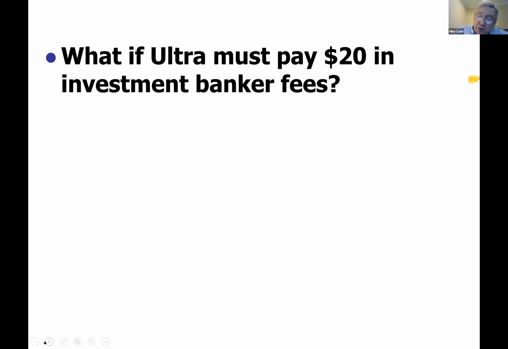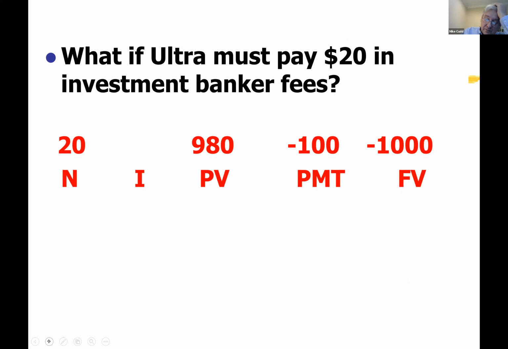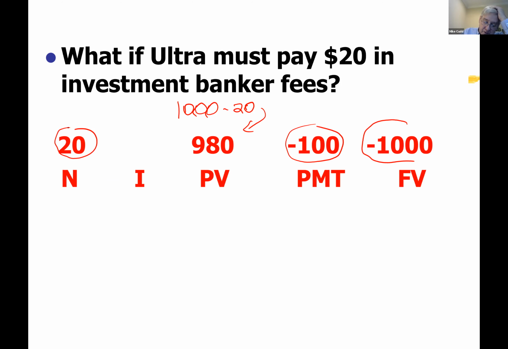Let's assume that Ultra, when it sells these bonds, must pay a $20 fee to investment bankers. If that's the case, they don't net 1,000, they net 980. They pay coupon interest of 100 a year, 1,000 at maturity, and these are 20-year bonds. So if we solve for I, we find the actual interest rate they're paying is 10.2%.